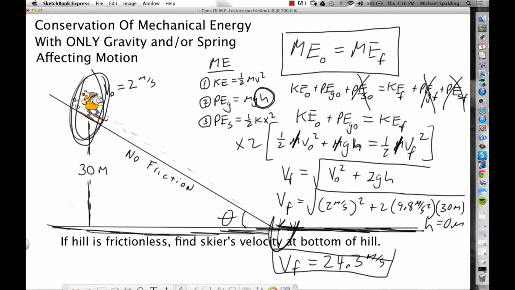You're welcome. Tristan, did you have a question? Why is it square rooted? Oh, because velocity final is squared. So I had to square root both sides. Mm-hmm. All right. Now, let's look at this situation.